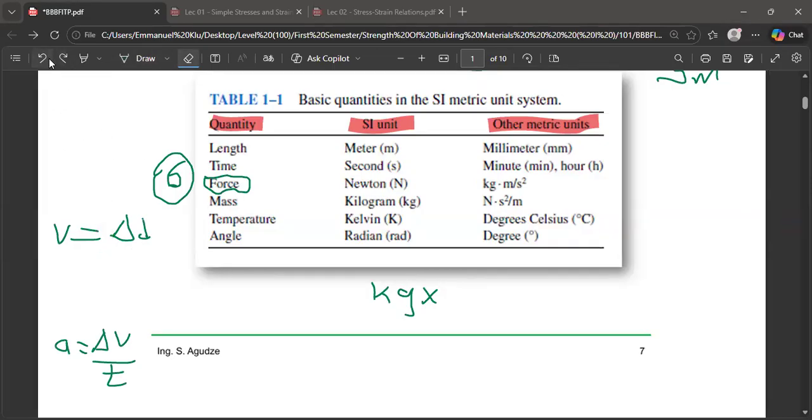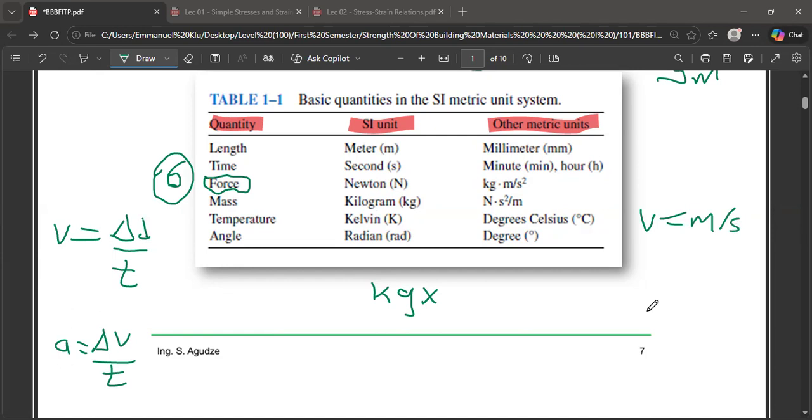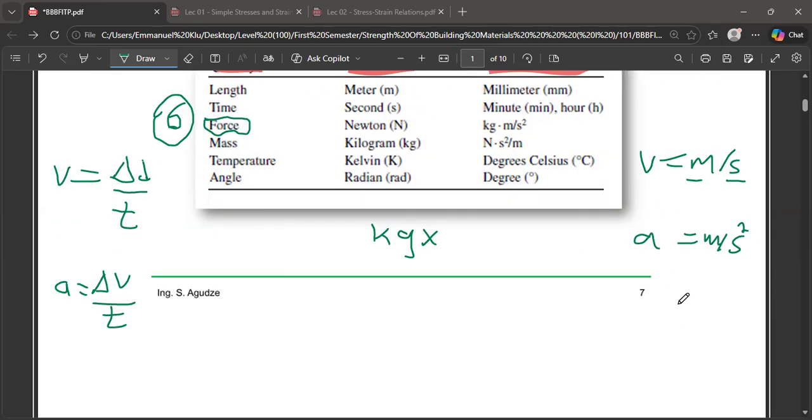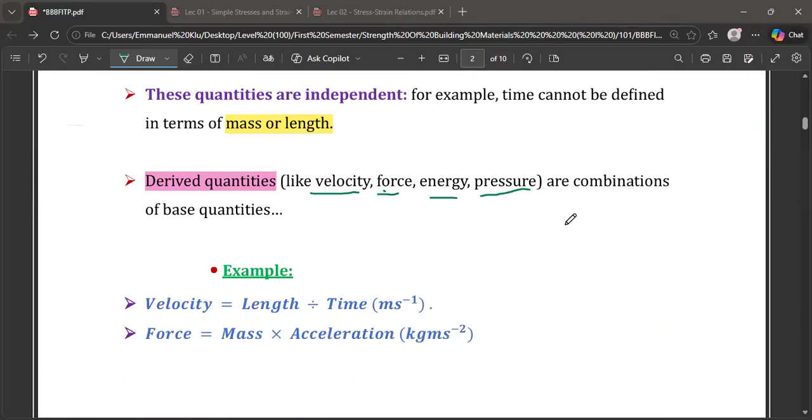But the difference is that velocity is measured in meters per seconds, and acceleration is measured in what? Meters per second squared. So the unit of velocity is given as what? Meters per seconds. But acceleration is written as what? Meters per seconds squared. So you can see that the meter is a base quantity. The S, which is time, is also a base quantity. So the combination of the two is giving us a derived quantity. Acceleration is also a derived quantity, but this is not our main focus. Okay. So let's proceed.